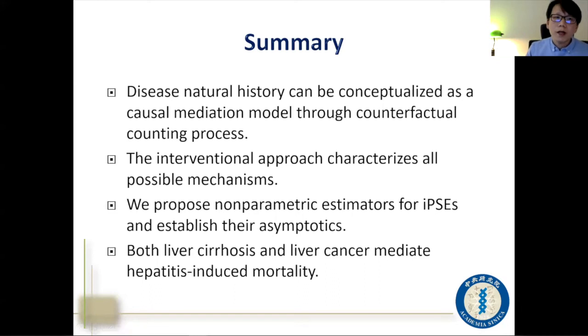In summary, we show that disease natural history can be conceptualized as a causal mediation model through the counterfactual counting process, and the interventional approach categorizes all possible mechanisms. We propose non-parametric estimators for interventional path-specific effects and establish their asymptotics. We show that in the analysis, both liver cancer and liver cirrhosis mediate hepatitis-induced mortality.